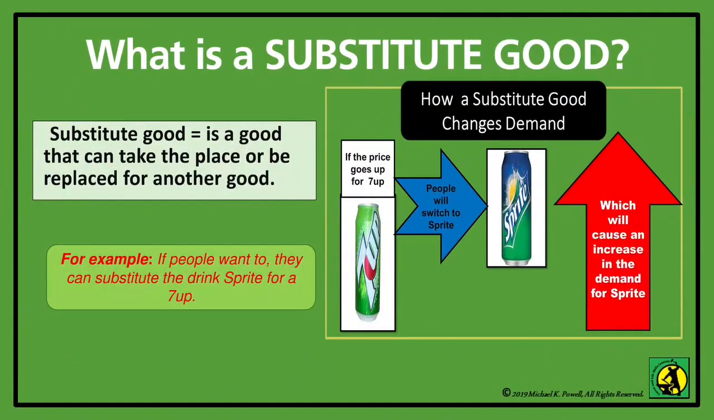And then the opposite is true for a substitute good because it is replacing that particular good. So if people want to, they could substitute Sprite for 7-Up. So that would decrease demand. If people decided to buy Sprite, the demand for 7-Up would go down.